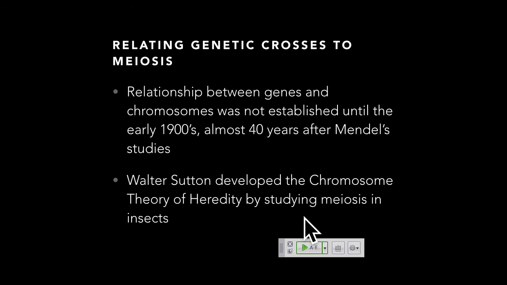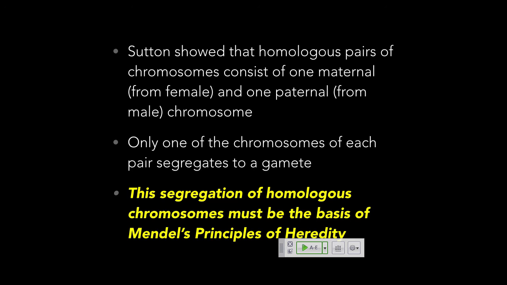Okay, so as I said, Mendel did these studies and came to these conclusions long before the chromosome theory of inheritance was worked out. Walter Sutton worked this out in the early 1900s, about 40 years after Mendel published his work. He used insects as a model system because they typically have very few chromosomes, so you could visualize them under the light microscope. He showed that homologous pairs of chromosomes consist of one maternal and one paternal chromosome, and that in the gametes only one chromosome from each pair was present. So this segregation of the homologous chromosomes must have been what Mendel was looking at.